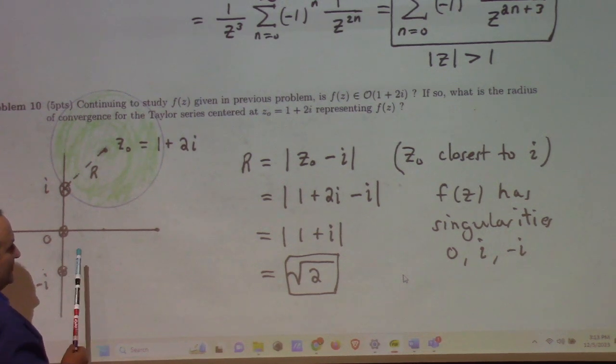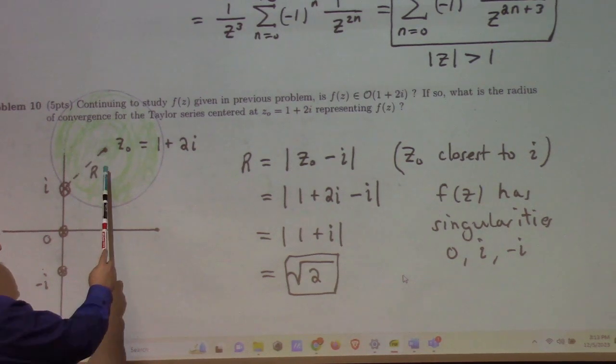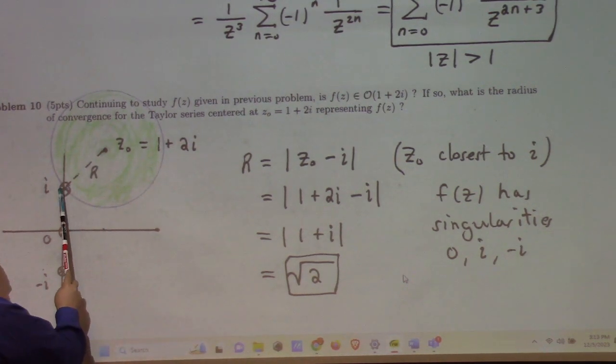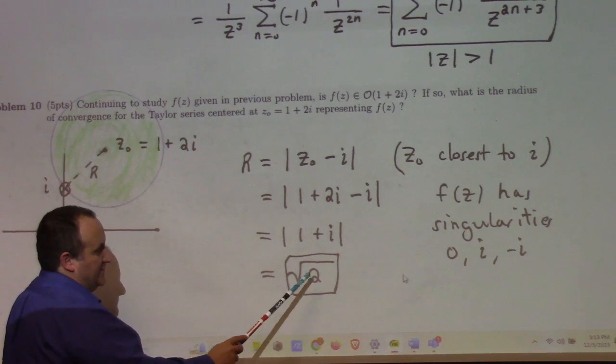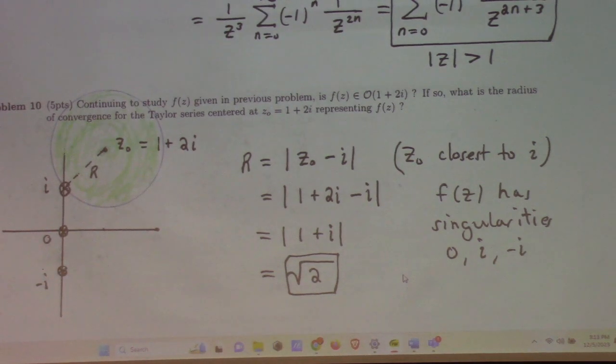So the distance between z0 and the nearest singularity, we take the modulus of z0 minus i, which ends up being 1 plus i, which is square root of 2. I think at least 2 of you got this, maybe 3. Which is good. Now, this is definitely not holomorphic on the plane. This function has singularities at 0 and plus or minus i.